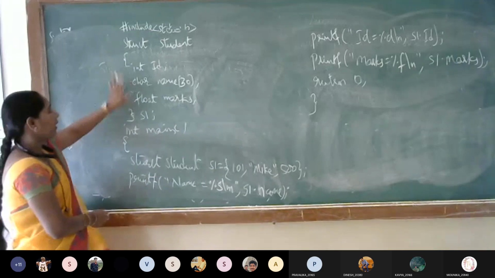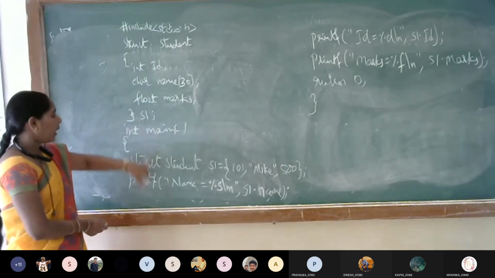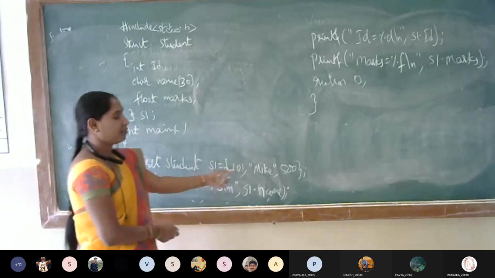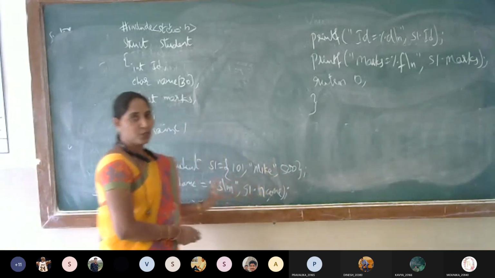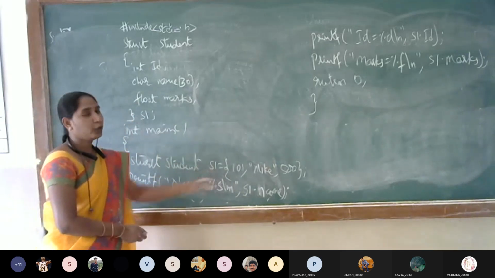I have declared only one structure variable, S1. Then I am assigning the values. So struct student S1 is equal to some particular values. Then I try to print those values. This is one method you can do.